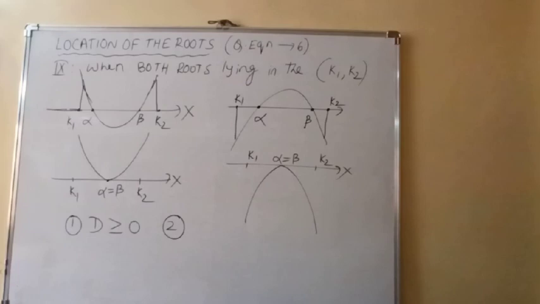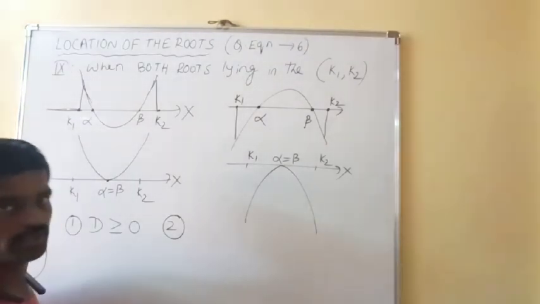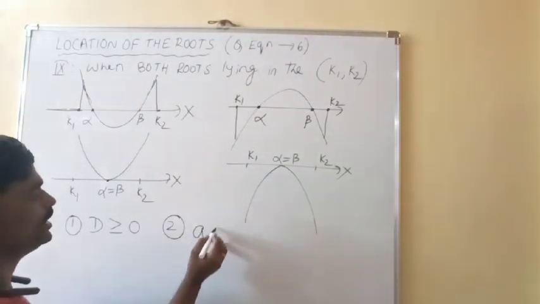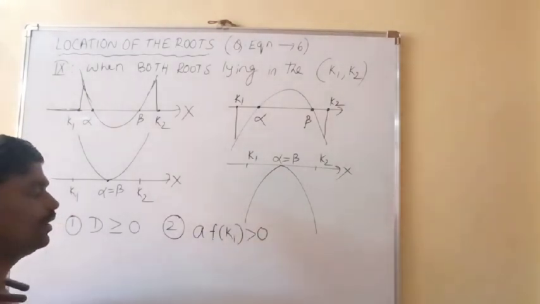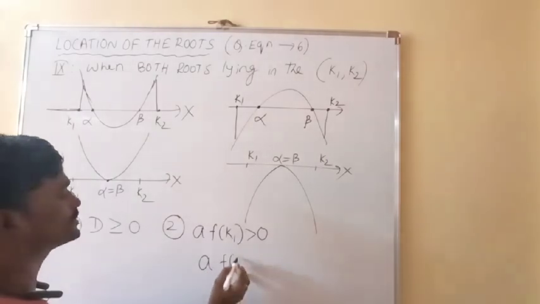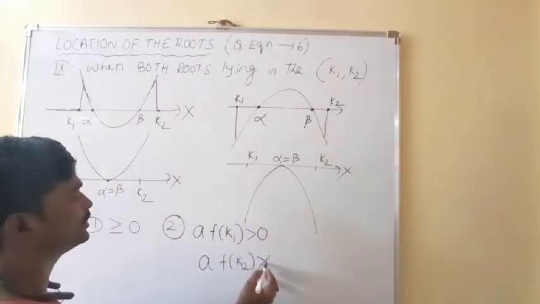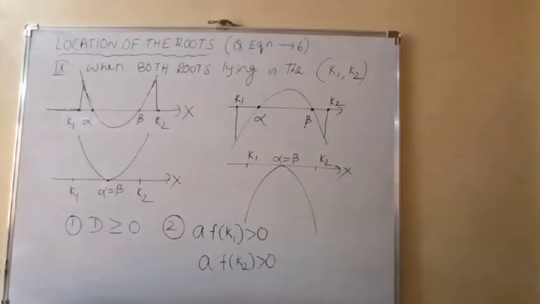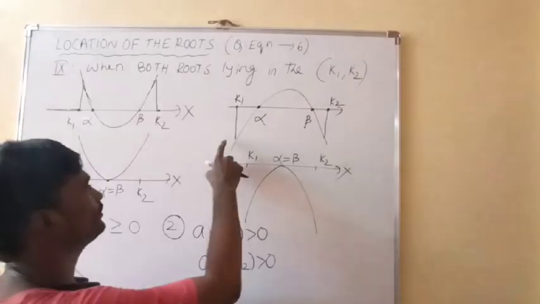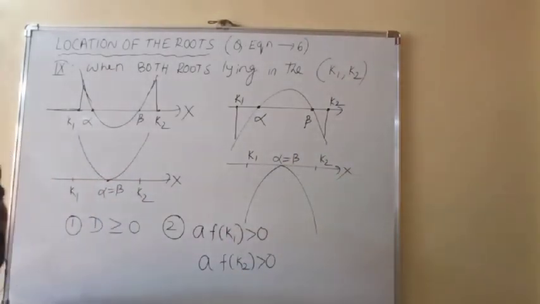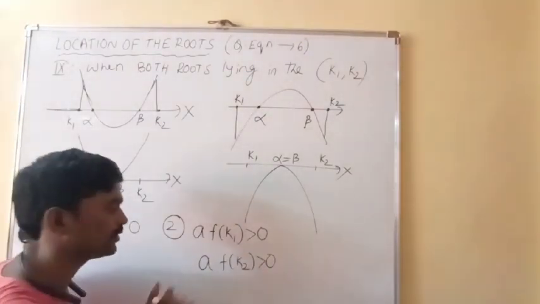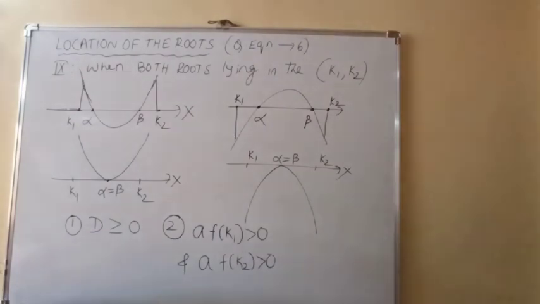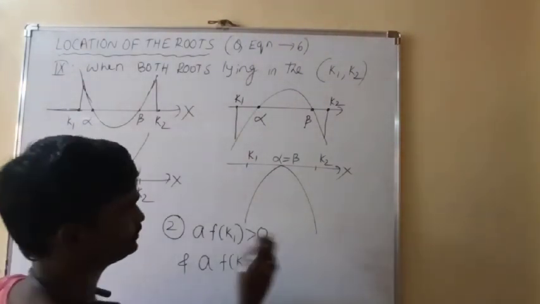So that means when a positive, f of k1, f of k2 positive. So a into f of k1 is positive only, no? Also a into f of k2 is also positive, no? When a positive, this product is positive. When a negative also, f of k1 and f of k2 both are negative numbers. Then a into f of k1 is still positive, and a into f of k2 is also still positive. Am I correct?